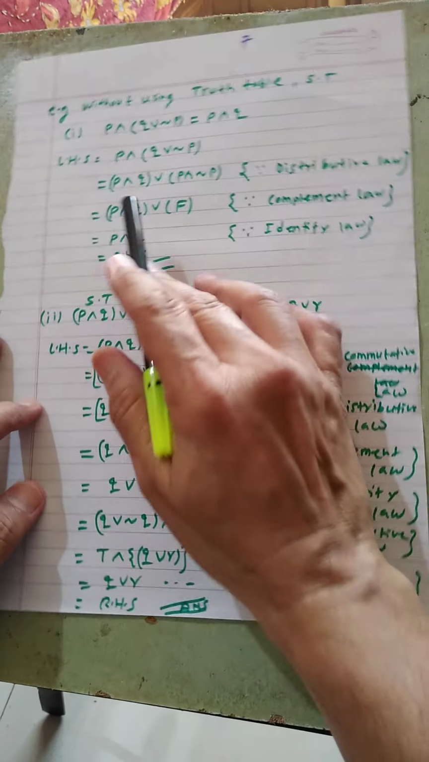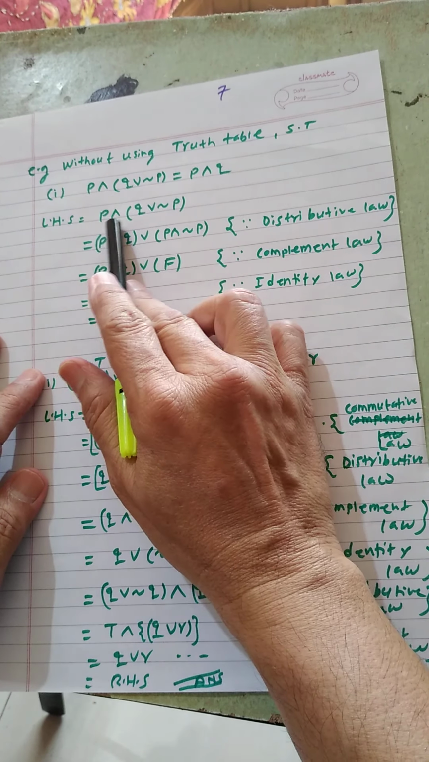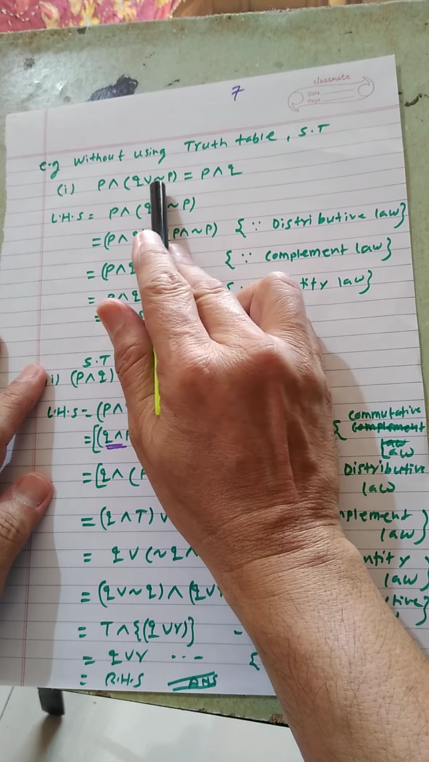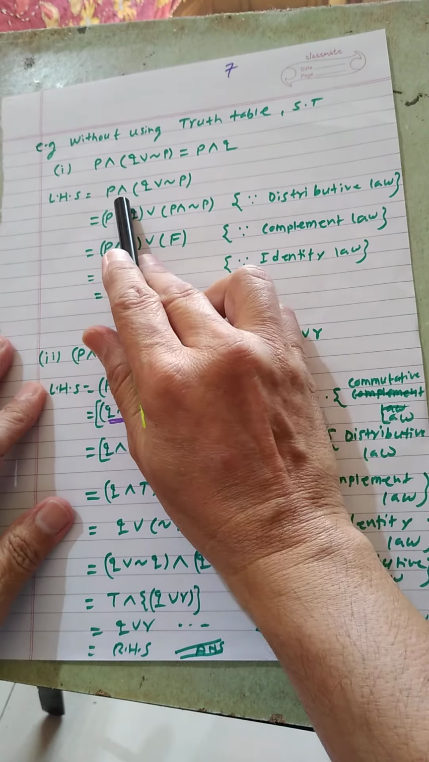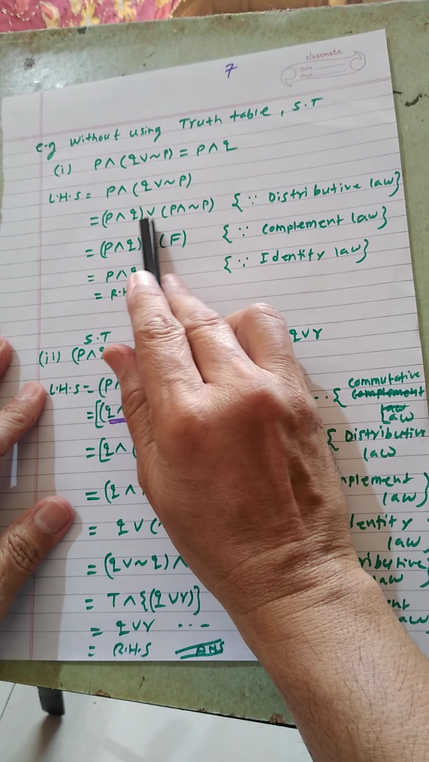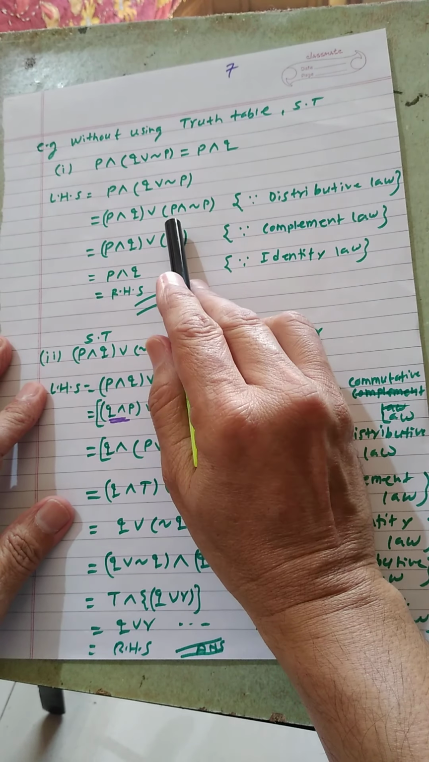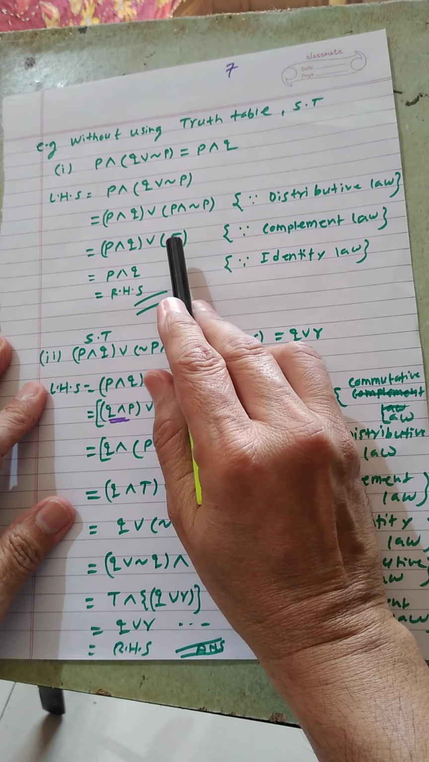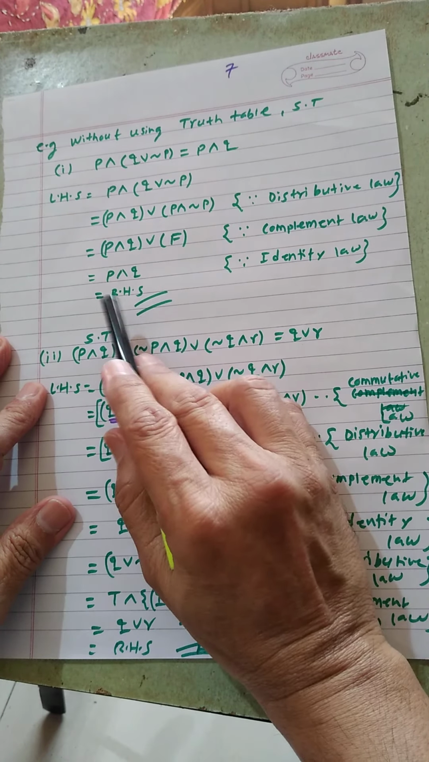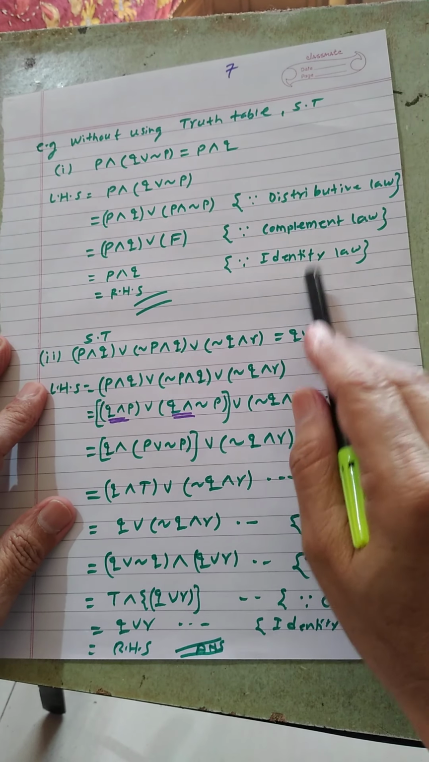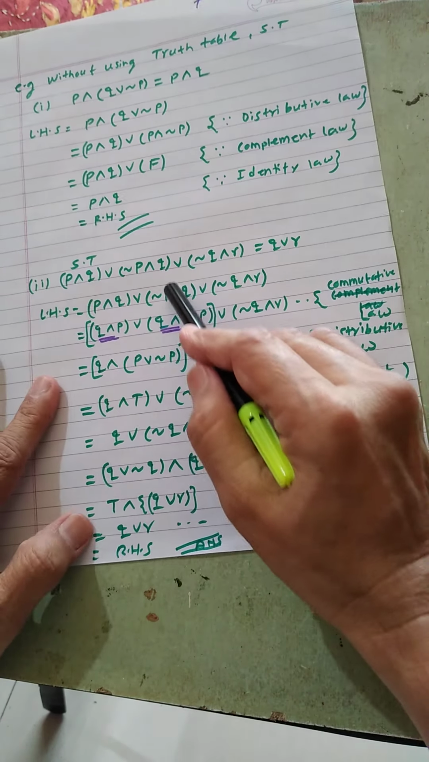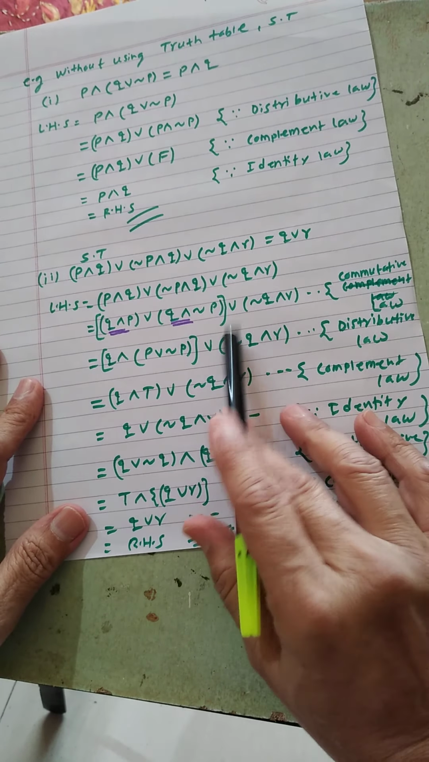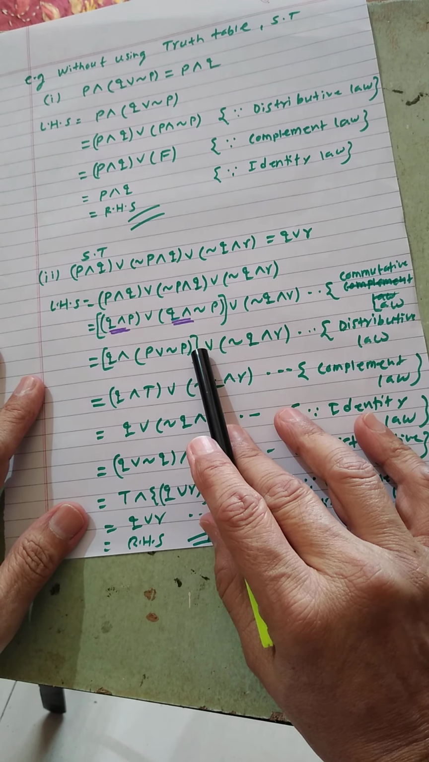Now, based on these formulas, consider two important problems. Without using truth table, show that P and bracket Q or negation P is equal to P and Q. The first step is to write down the LHS, then apply the distributive formula: P and Q, or P and negation P. Now, P and negation P is F. F or P and Q will be P and Q, the RHS. In the bracket, don't forget to write down the name of the laws which are used. For such a problem, 2 marks, and for such a long problem, 3 marks. Very, very important. Write these problems again in the classwork notebook.